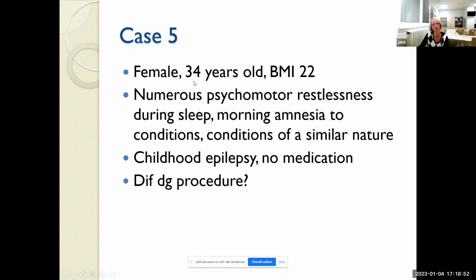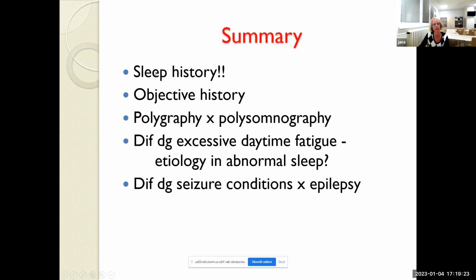And we have a female, 34 years old, BMI 22, who has numerous episodes of psychomotor restlessness during sleep, with morning amnesia for them. The episodes are of very similar nature. She had childhood epilepsy and she's on no medication. What we should do is video EEG or maybe polysomnography, because we suspect a relapse of epilepsy with sleep-related seizures.